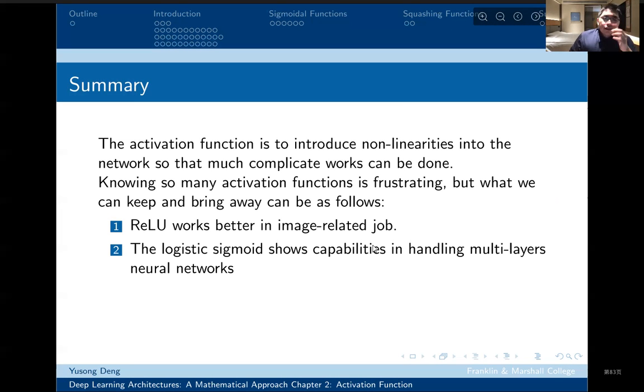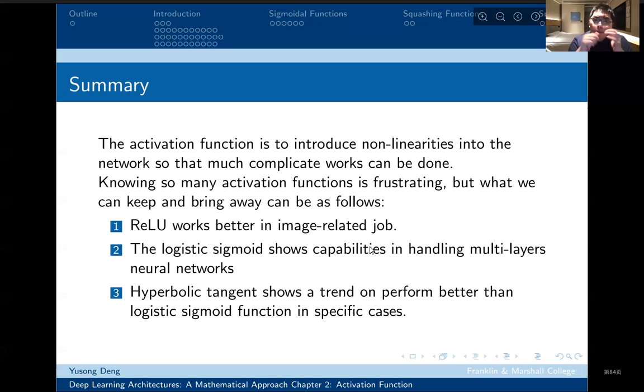All right. The next thing is that the logistic sigmoid function has shown its capabilities for decades in handling multi-layer neural networks, even though, because of its derivative, it saturates. There are some problems with it. We will deal with them in the future, especially in the backpropagation part. But for now, you need to know that the logistic sigmoid function, even though it looks hard, actually has good capability in handling multi-layer neural networks.